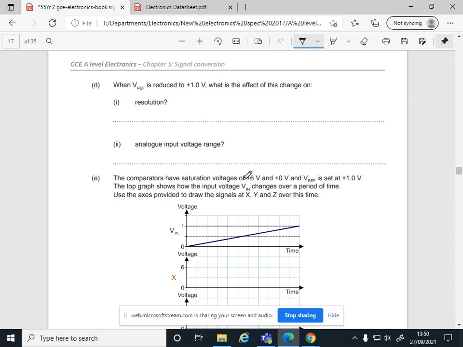Part D, reference now is reduced to 1 volt. What effect would this have on the resolution? Would it increase or decrease the resolution? It would decrease, so it would halve, in fact, if you want to go proper. The analog input voltage range would also be halved as well, wouldn't it? Yeah, to 1 volt. Okay.